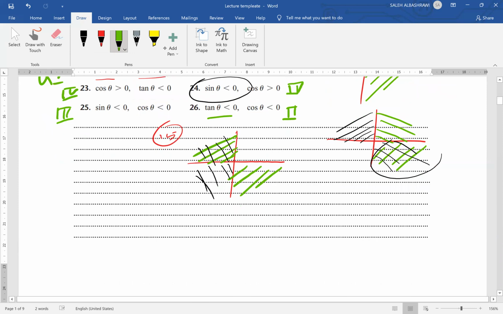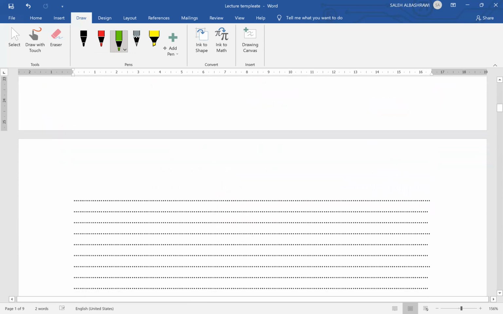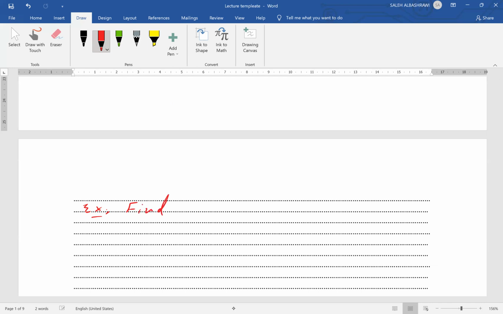Now let's find some exact values for trigonometric functions if we are given only one trigonometric function and also the quadrant in which the terminal side is given. For example, let's find the exact solution. Let's find tangent theta and cosine theta.